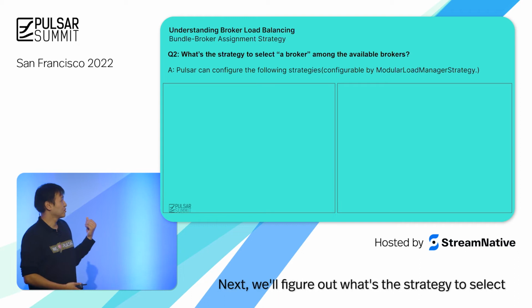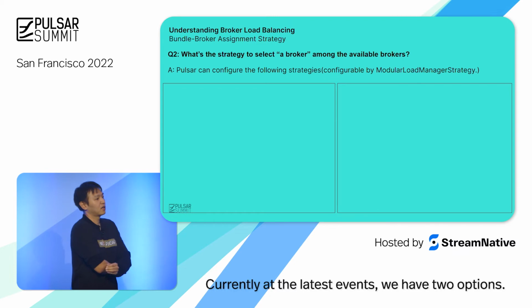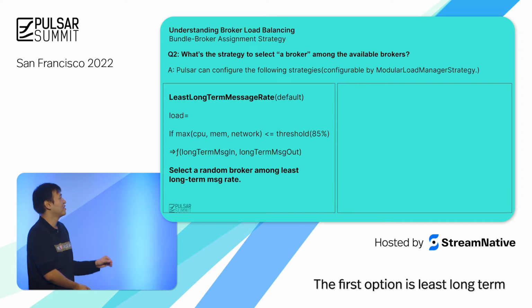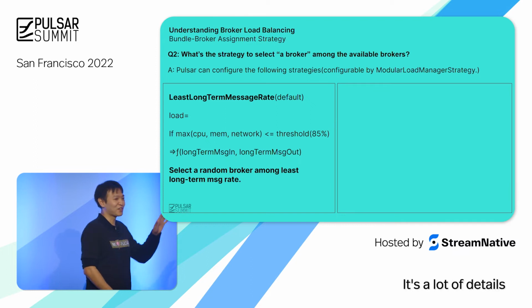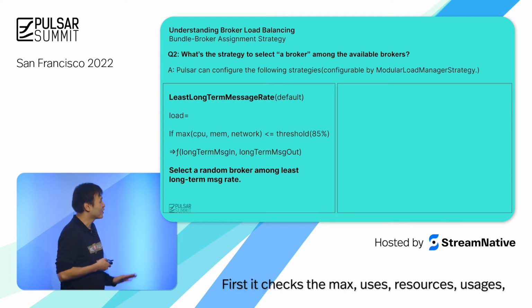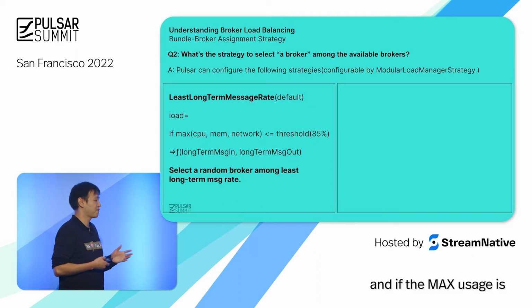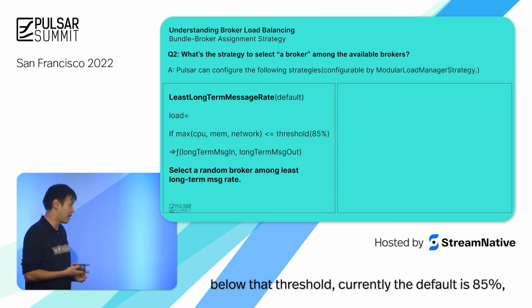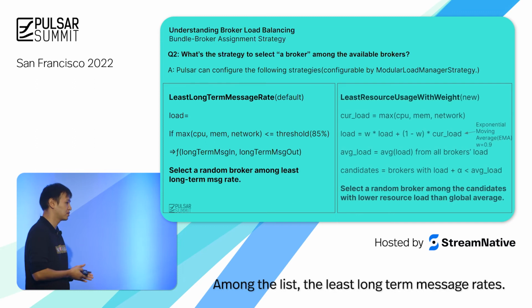Next, we'll figure out what's the strategy to select a broker among the available brokers. Currently at the latest branch, we have 2 options. The first option is least long-term message rate, which is default. It's a lot of details and a lot of formulas, but let's go over. Hopefully it makes sense. First, it checks the max resource usage. And if the max usage is below the threshold, currently the default is 85%, then it randomly selects a broker among the least long-term message rates.